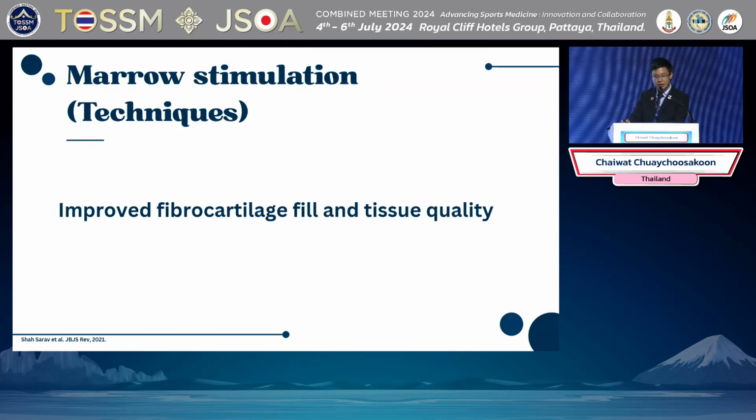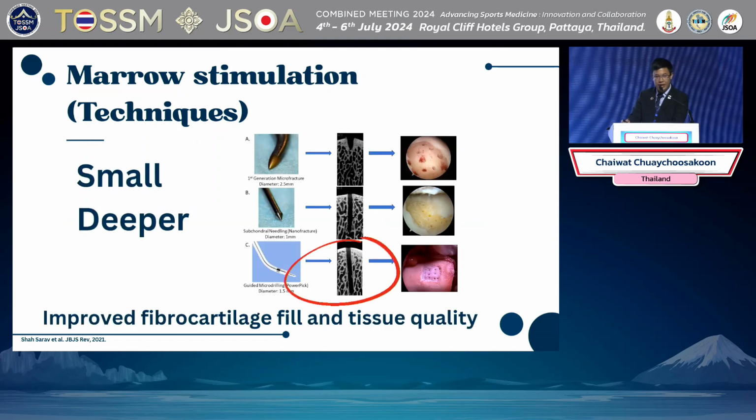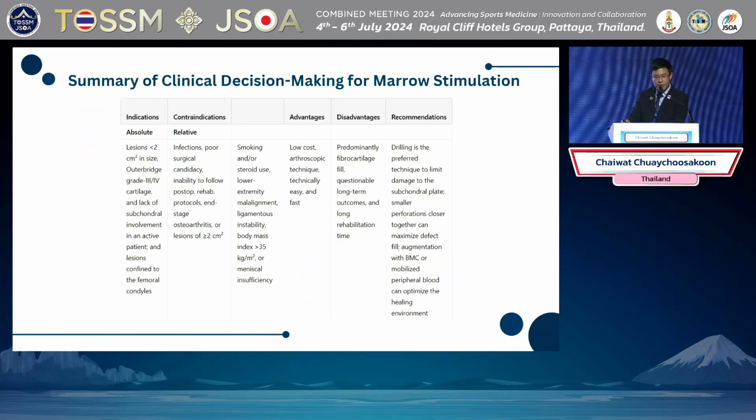There are some techniques to improve the outcome of microfracture. We found that when we use a small and deeper device to create the marrow stimulation, the result will be better. You can modify the technique and use a K-wire to penetrate or to do the marrow stimulation. This table is the summary of clinical decision making for marrow stimulation.